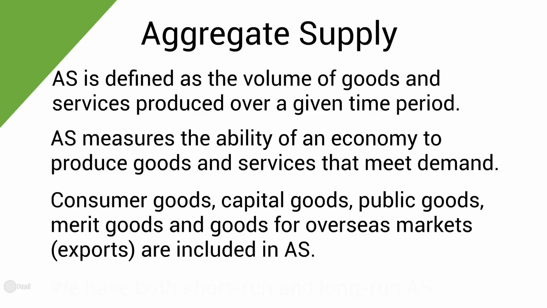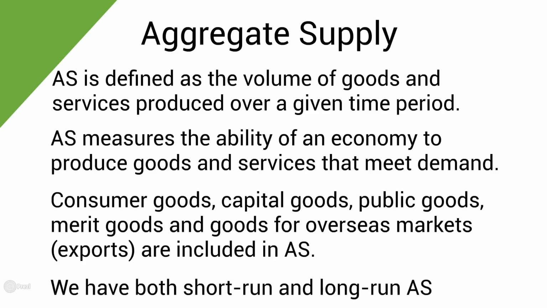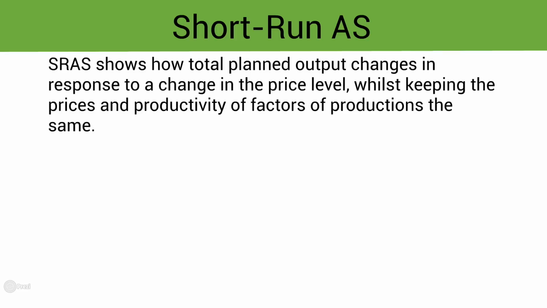We have aggregate supply in both the short and the long run. Let's first look at aggregate supply in the short run. The short run aggregate supply is denoted as SRAS. It shows how total planned output changes in response to a change in the price level, whilst keeping the prices and productivity of factors of production the same.